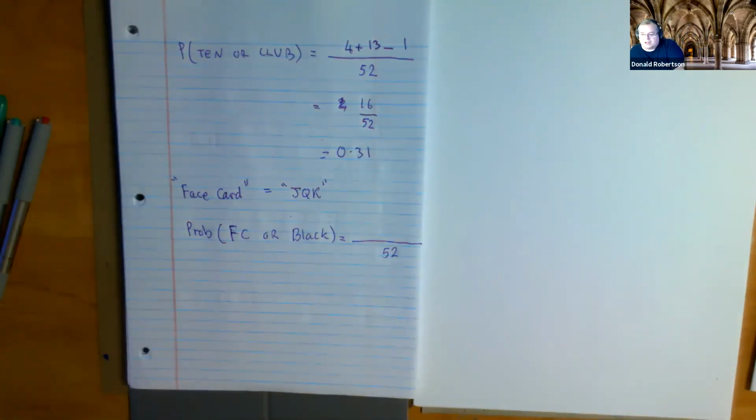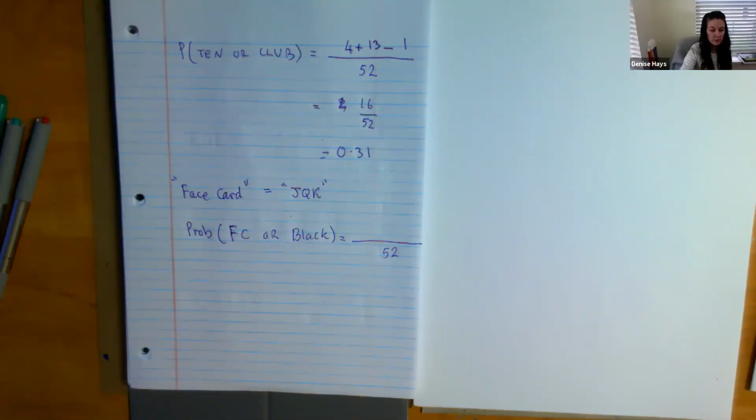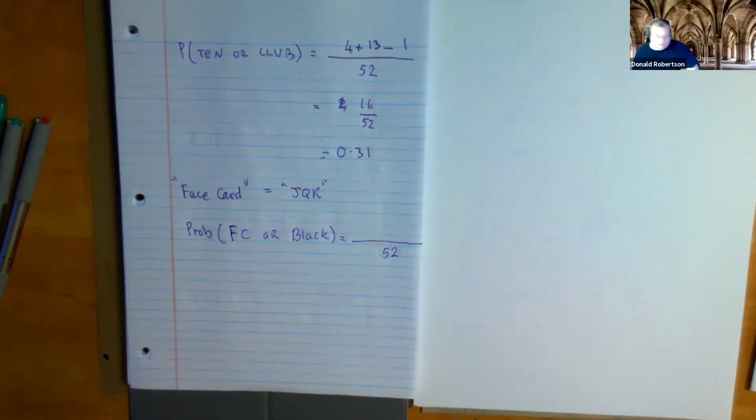Okay, how many jacks, queens, and kings are there in a full deck of cards? So you have to do a bit of counting here. 12. Right. 3 from each suit, 4 suits, 12, right? Something like that.